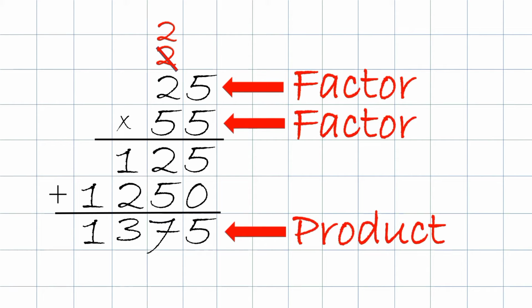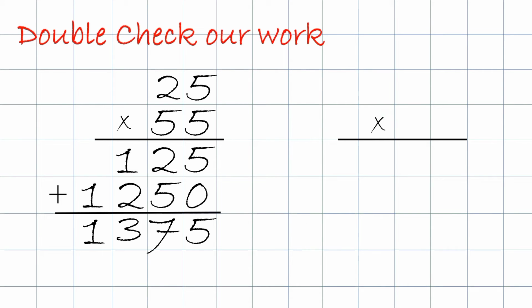So the factors were 25 and 55, and our product is 1,375. So we can double check by interchanging the factors. So let's start with 55 multiplied by 25. So we have just interchanged the factors to have 55 up and 25 down.